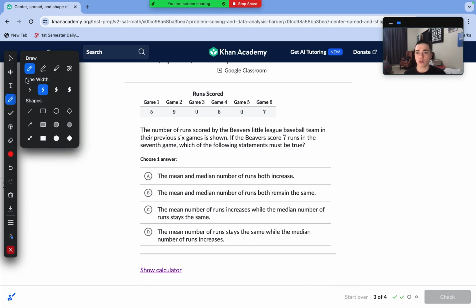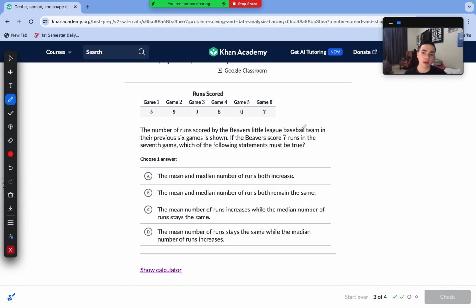The number of runs scored by the Beavers Little League Baseball team in the previous 6 games is shown. If the Beavers score 7 runs in the 7th game, which of the following statements must be true? So, our Beavers, well, we have 5, 9, 0, 5, 0, 7, 7. So that's a little bit of a varied distribution. Let's just take a look at our answer choices. The mean and median number of runs would both increase. So this may be a maybe, and it looks like we are analyzing our mean and our median.